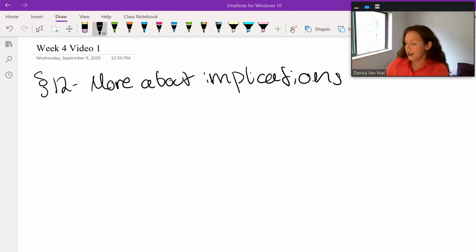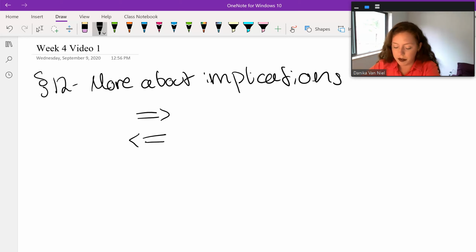Hi everyone. So today I'm going to start with talking more about implications. So remember, the implication or the imply symbol is this, or otherwise written as that. If I have P, Q, these are the same thing. This one reads as P implies Q, and this one also reads as P implies Q. It just may look a little strange because in English we read from left to right.